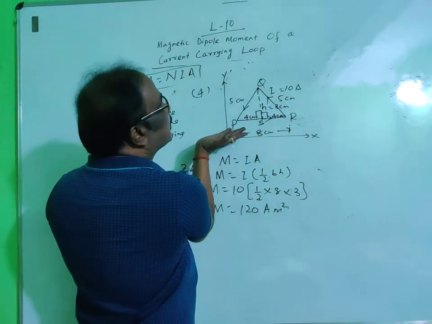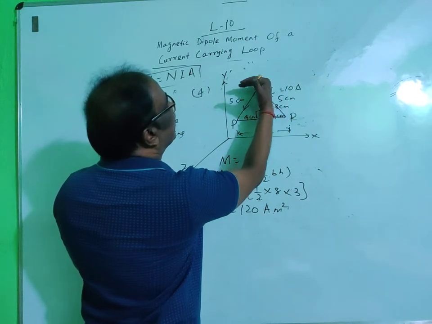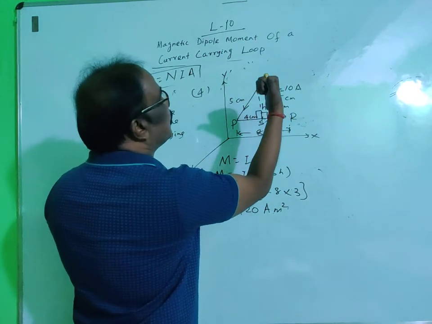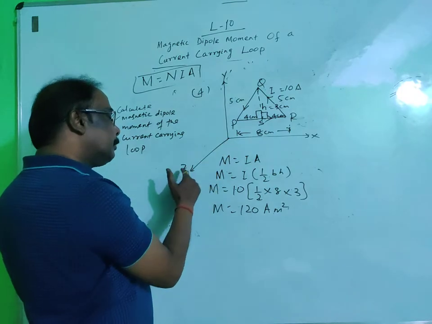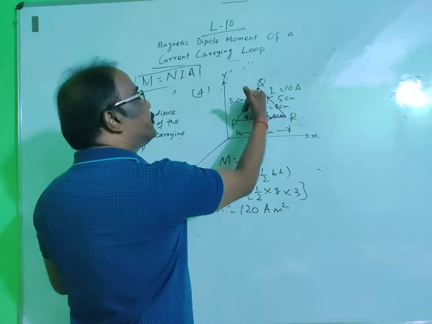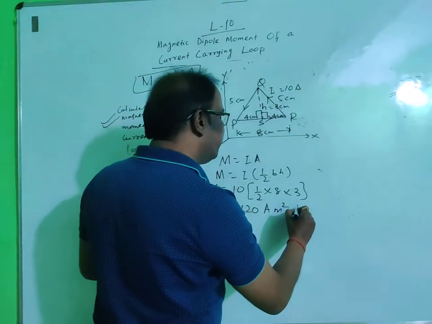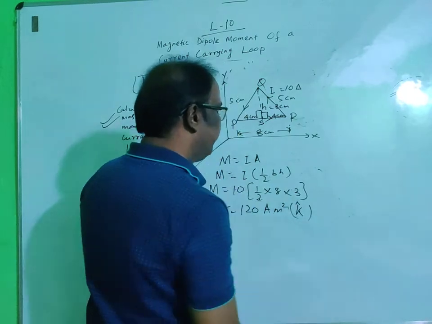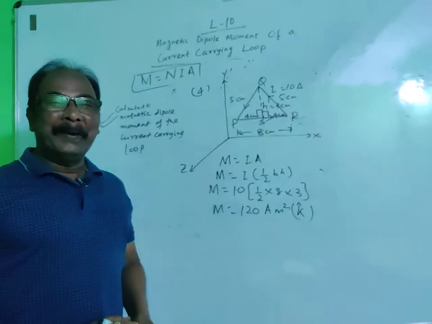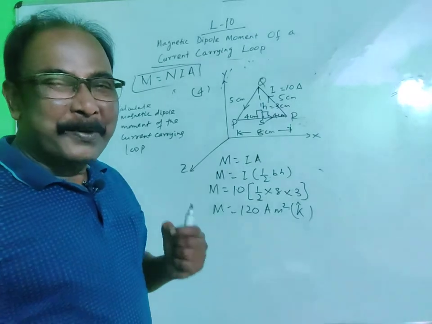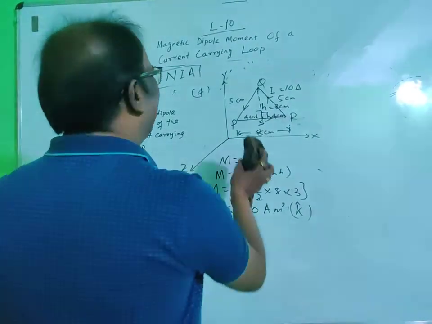So what is the direction? Just curl your fingers in anti-clockwise order along the direction of current, and this means along the direction of positive z axis. So direction is positive z axis. Is it easier? Okay. Last question.